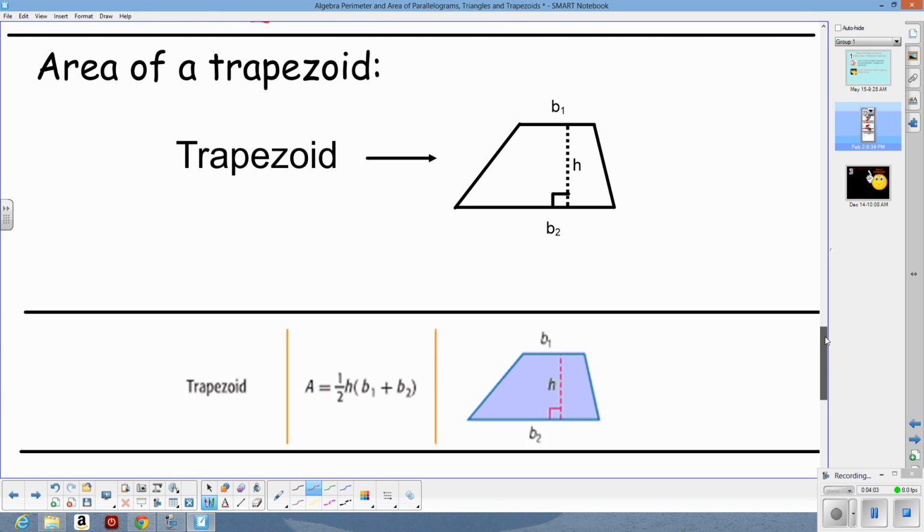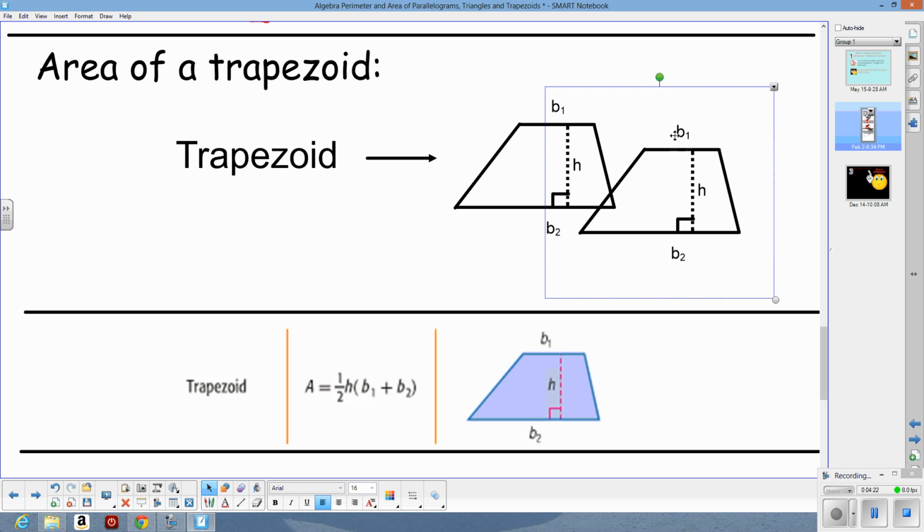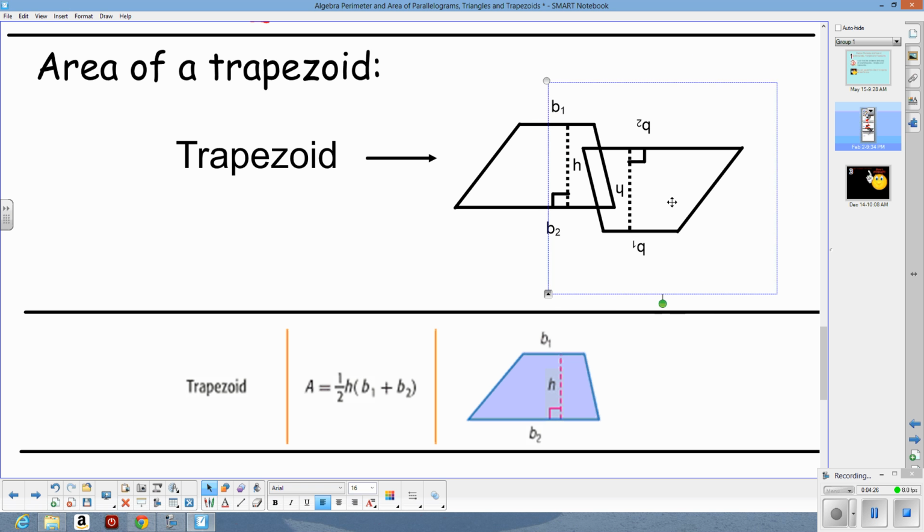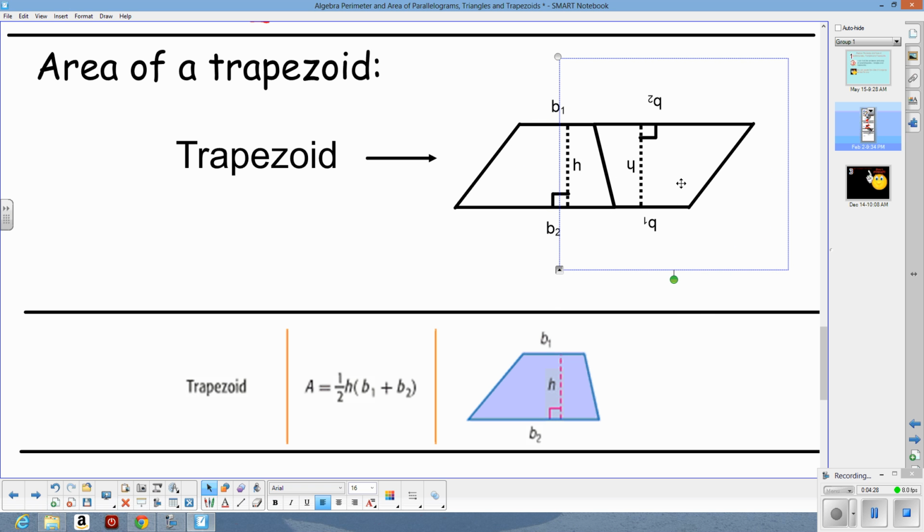All right, our last figure that we're going to work with is a trapezoid. If I were to take this trapezoid, which by the way has one pair of parallel sides, make a copy of it, and spin it around, and stick it together, you would see that it makes a parallelogram.